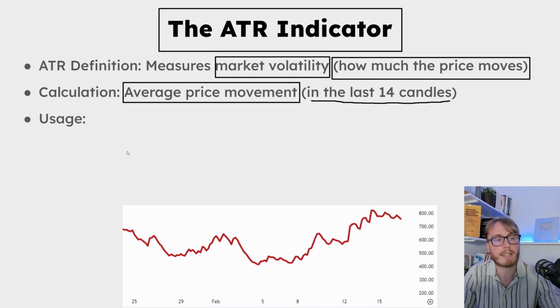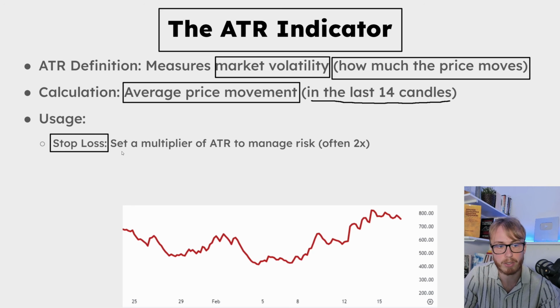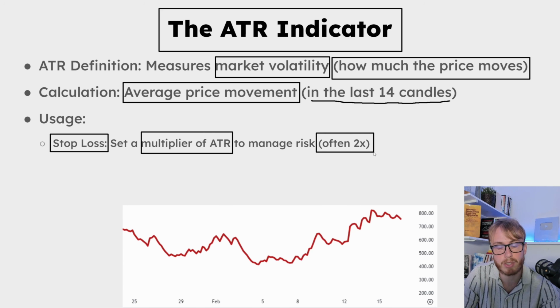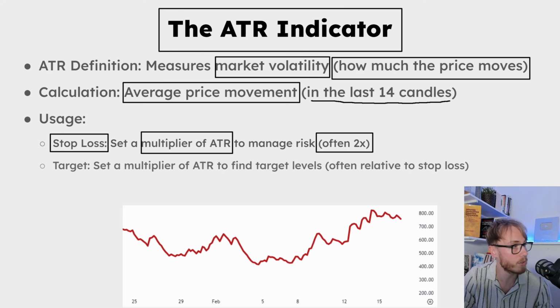But now let's take a look at how do we use the ATR. Well, one use case is to use it to calculate the stop loss. And here you can use a multiplier of the ATR to manage risk. And here different traders will use different values, but a common way is to set your stop loss at 2 times the ATR. You can also use the ATR to find target levels.